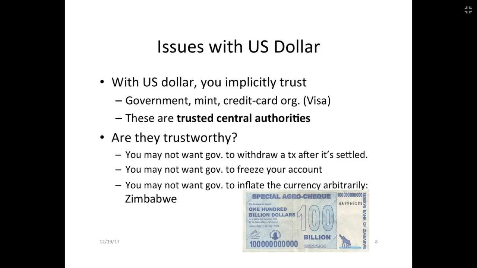Let me use an example. Recently, Zimbabwe, an African country, had a financial crisis. So what the government did was inflate the currency significantly. And here you can see a dollar bill with a face value of $100 billion. And with this dollar bill, what you can actually buy is regular stuff, let's say a bicycle. Okay. So in this way, the government can depreciate the bank savings in your account. And you probably don't want that happening.